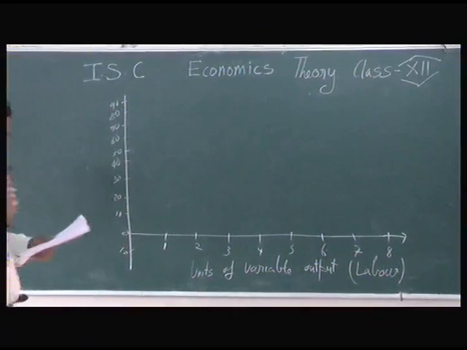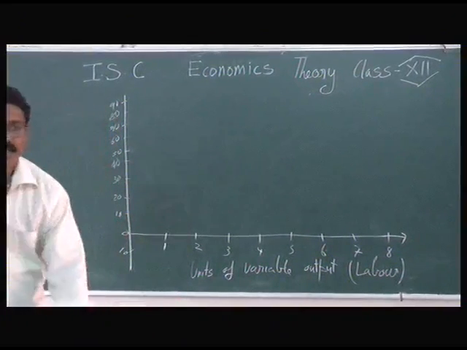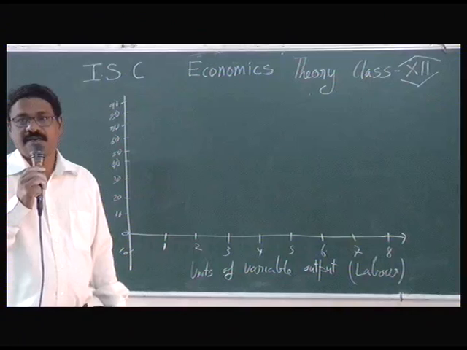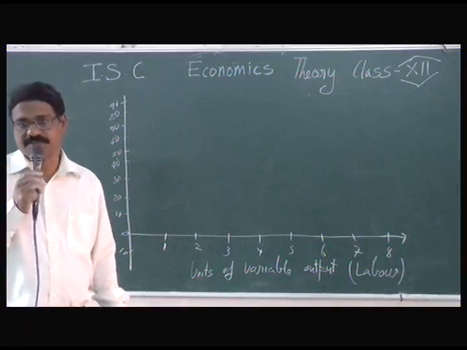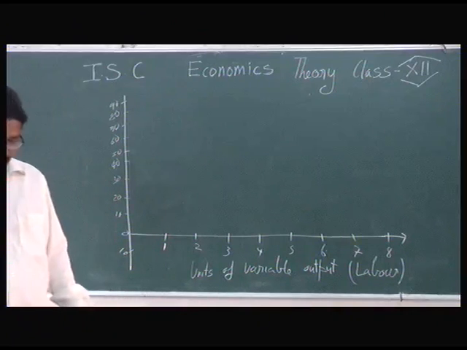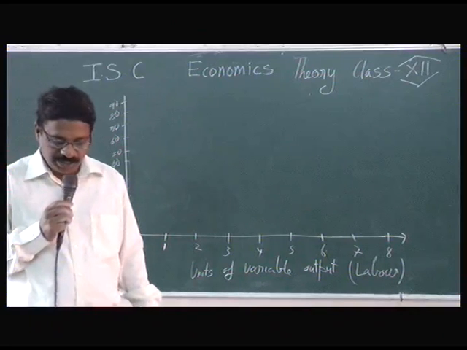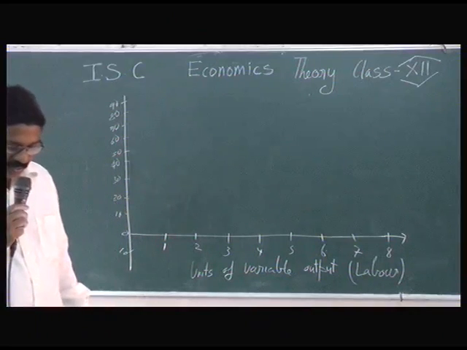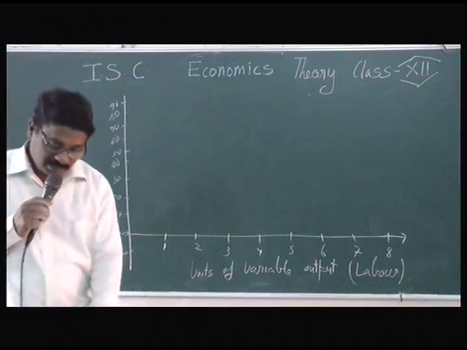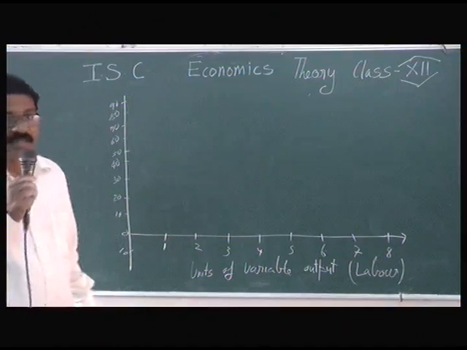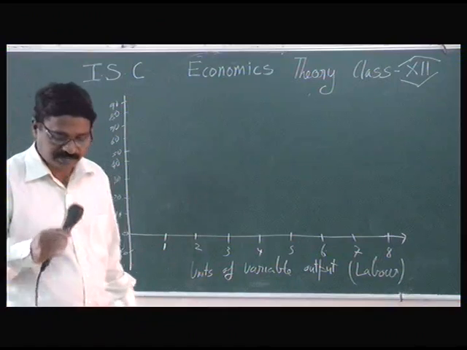First, let us understand the three graphs in a simple way. Then we will go to the stages of production. The three graphs, AP, TP and MP, will be shown on the blackboard. First you understand their behavior, and then we can go for stages of production.